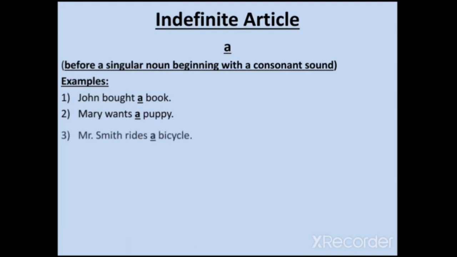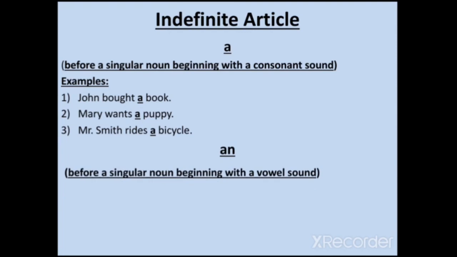And here comes the third example, Mr. Smith rides a bicycle. So bicycle is also a singular and countable noun, so before it we use a. Okay, and it also starts with a consonant sound. Okay students, so this is the use of the indefinite article a. Here comes our second article, an. So those nouns which start with vowel sounds and are singular, there we use the article an.